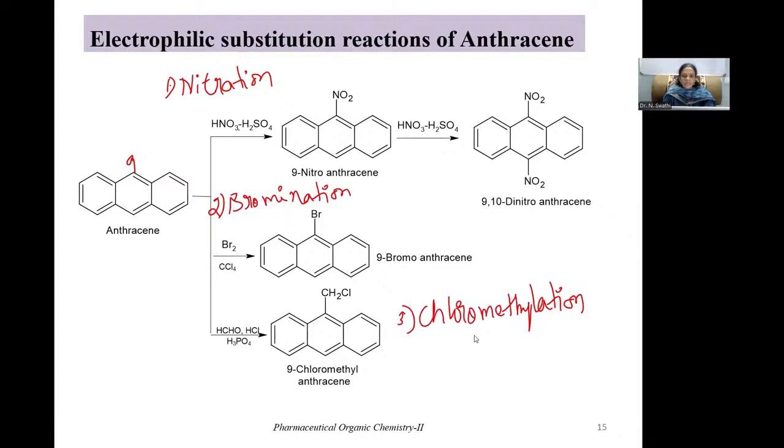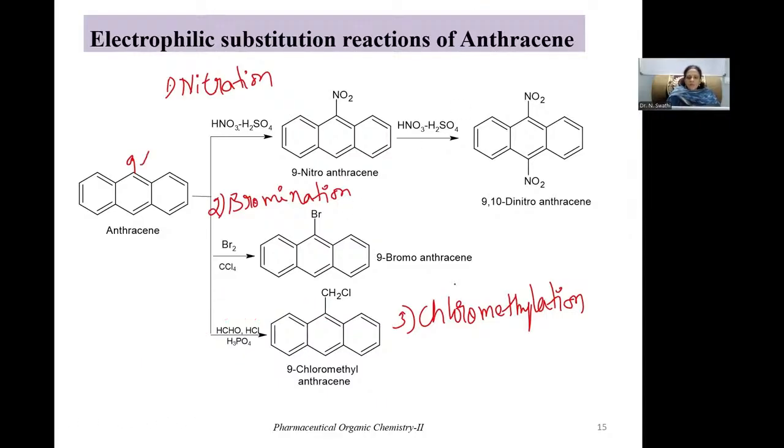Now the third reaction is a type of chloromethylation reaction. In this reaction, anthracene is treated with a mixture containing formaldehyde and hydrochloric acid in the presence of phosphoric acid. So from formaldehyde, the CH2 group, and from hydrochloric acid, chlorine. So together the CH2Cl group, the chloromethyl group, will be attached to the 9th position. And as a result there will be formation of 9-chloromethylanthracene as the product.